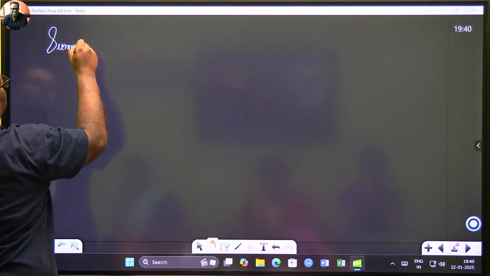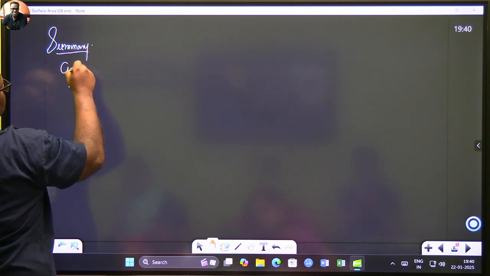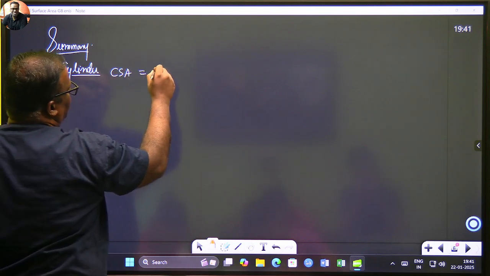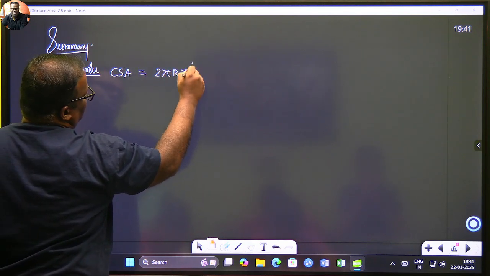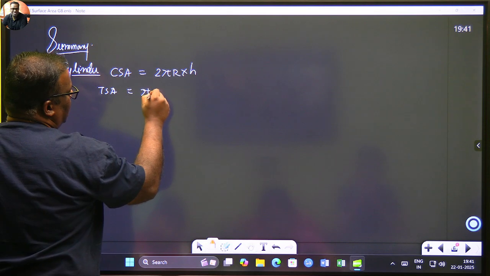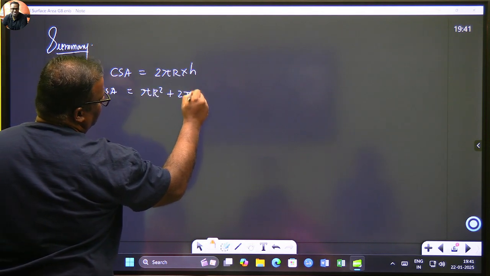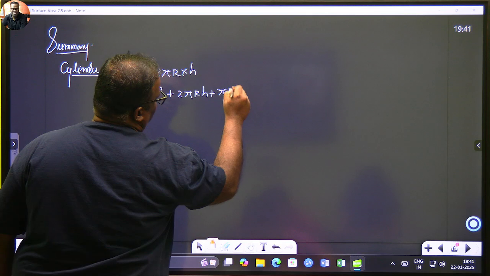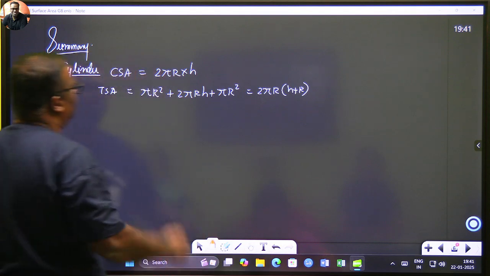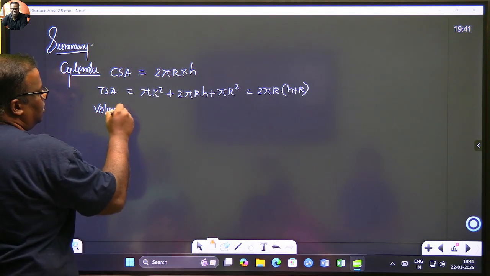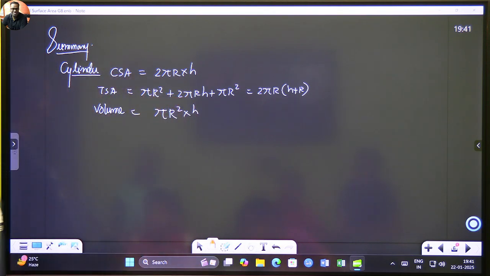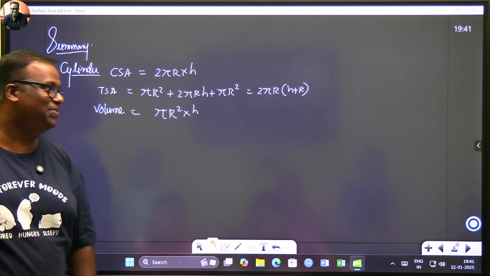We start with cylinder. In cylinder, we have what? CSA, curved surface area. Bangle, bangle, bangle, 2 pi r into h. Agreed? Total surface area. A circle at the top, bangle, bangle, bangle into h, plus a circle at the bottom. Ultimately, it will give me 2 pi r times h plus r. Agreed? Volume. Cucumber, cucumber, cucumber into h. ऐसे याद रहेगा? हंस रहे हो तुम?